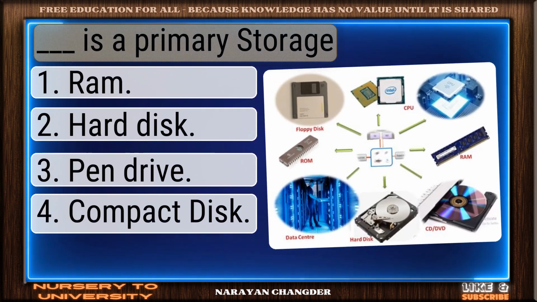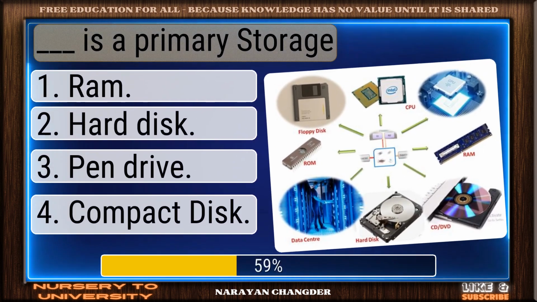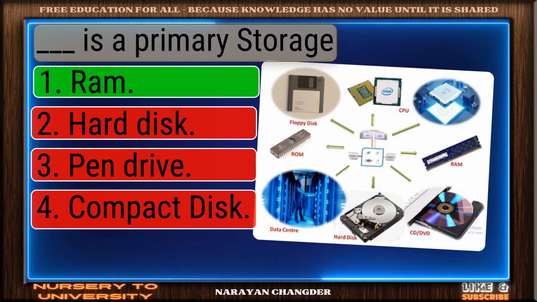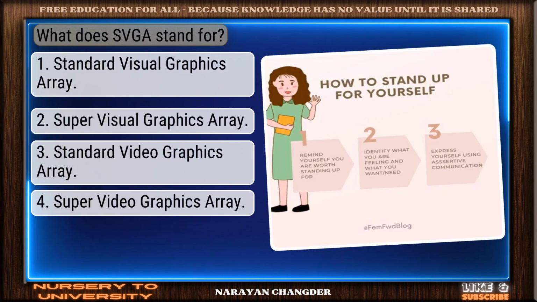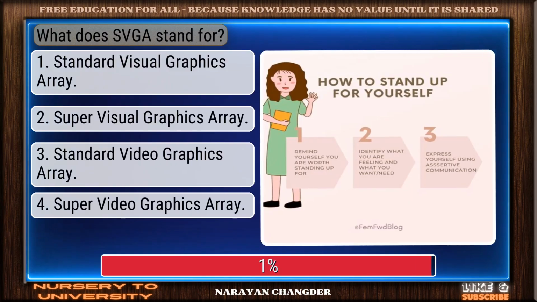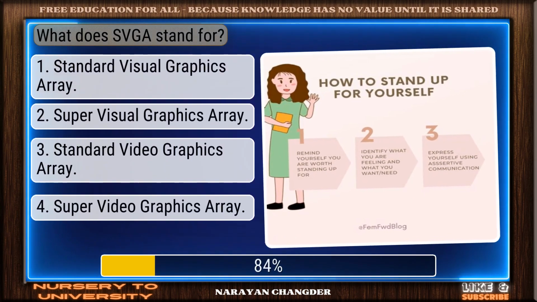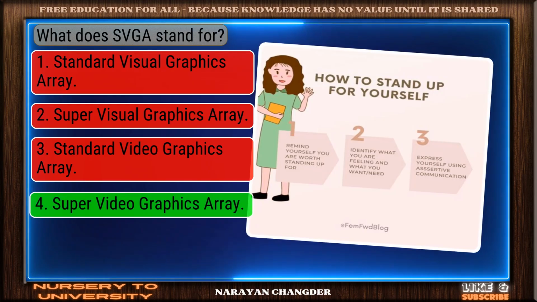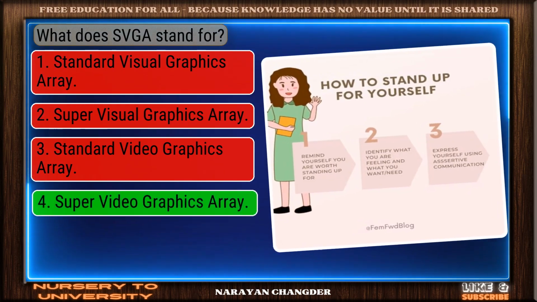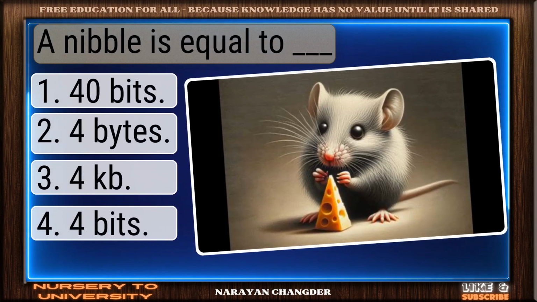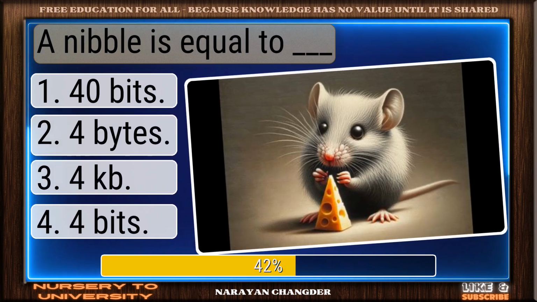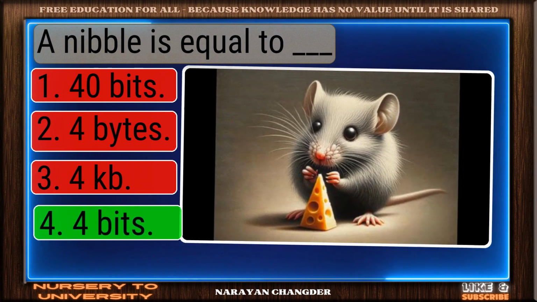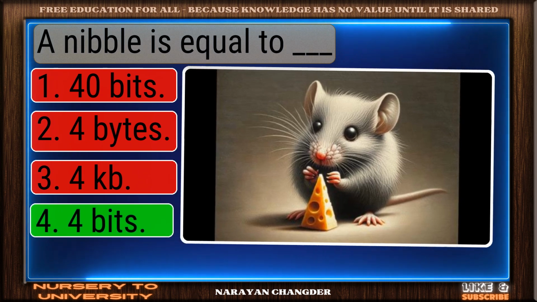Dash is a primary storage. You got it. Your choice RAM is right. What does SCSI stand for? Sharp thinking. Super Video Graphics Array is the right choice. A nibble is equal to Dash. Well picked. 4 bits is the correct answer.